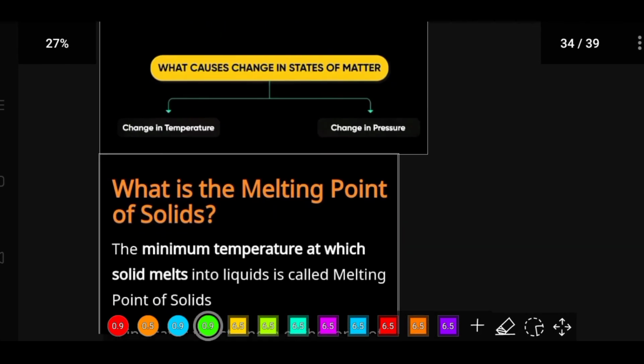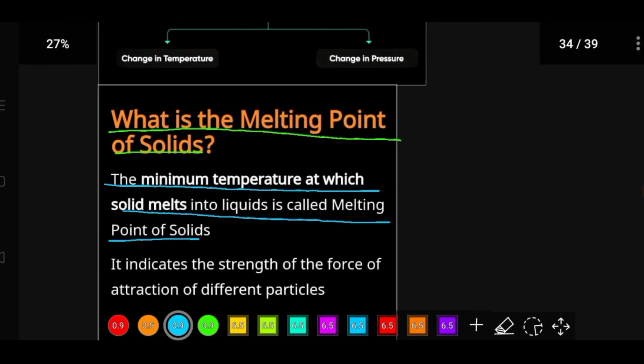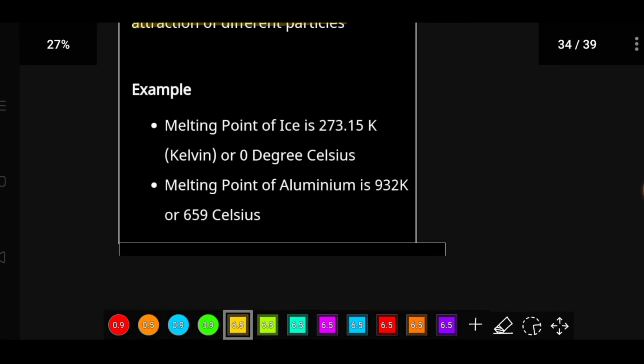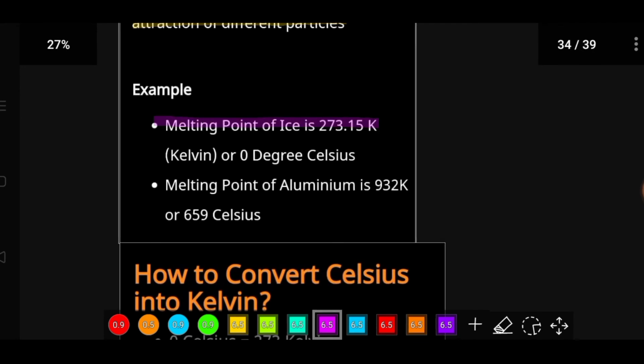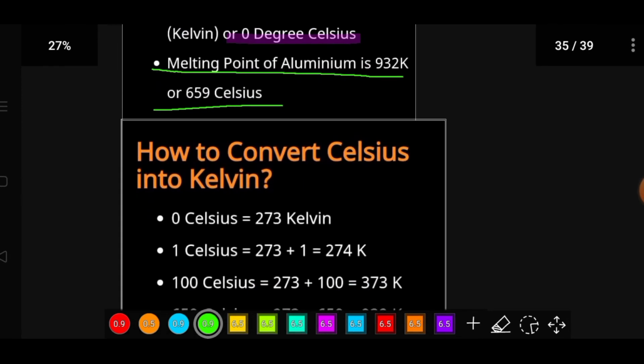What is the melting point of solids? The minimum temperature at which a solid melts into liquid is called the melting point of the solid. It indicates the strength of the force of attraction between particles. Example, the melting point of ice is 273.15 Kelvin or 0 degrees Celsius. The melting point of aluminium is 932 Kelvin or 659 Celsius.